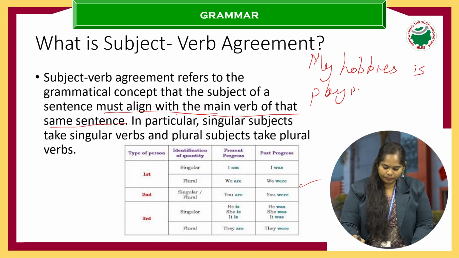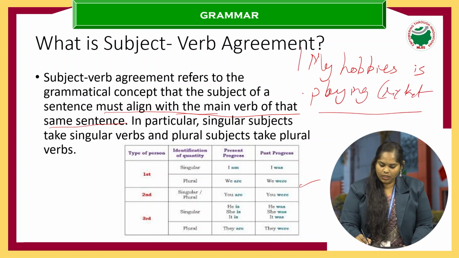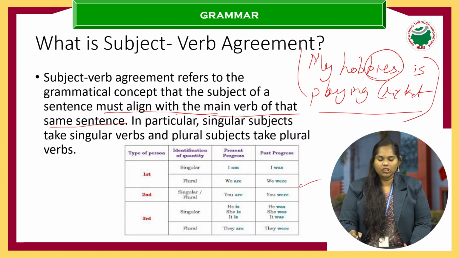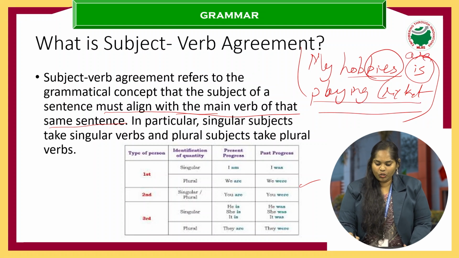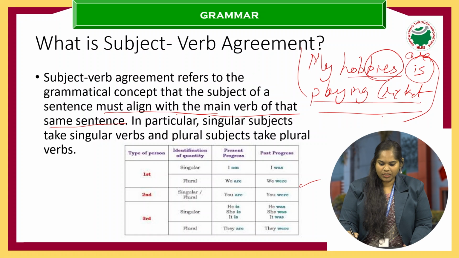Like I'm already giving an example, my hobbies is playing cricket. Okay, in this example, hobbies: is it a singular subject or a plural subject? It is plural, and here you can't have "is." Here you will say "my hobbies are," and here you mentioned only playing cricket. So a lot of confusion happens, and this is grammatically incorrect.